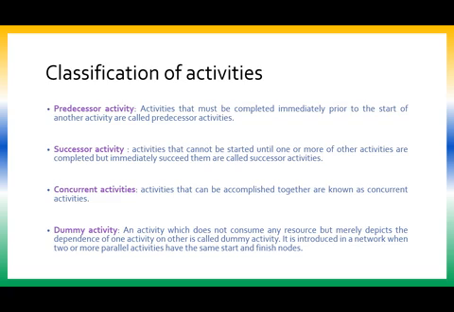If we are using a line or an activity merely showing the dependence of one activity on the other, then such an activity is called a dummy activity. It is introduced in a network when two or more parallel activities have the same start and same finish nodes. See, network diagrams have one constraint: no two activities can run between the same two events.